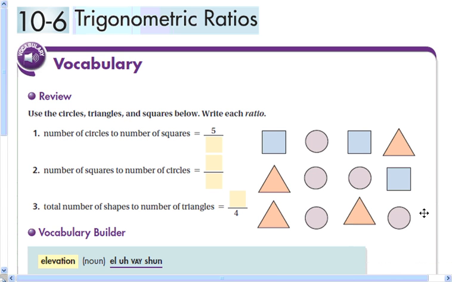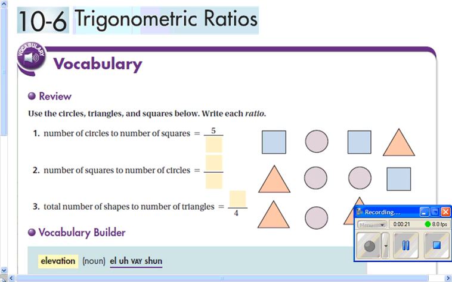Hey students, we are doing lesson 10.6 here. We're going to learn some right triangle trig. So we're going to learn how to find and use trigonometric ratios. Go ahead and do this vocabulary just to remind yourself about what ratios are.